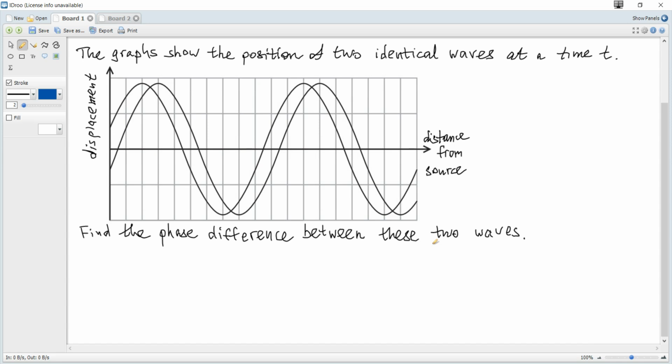The graphs show the position of two identical waves at a time t. Find the phase difference between these two waves. First of all, a definition.